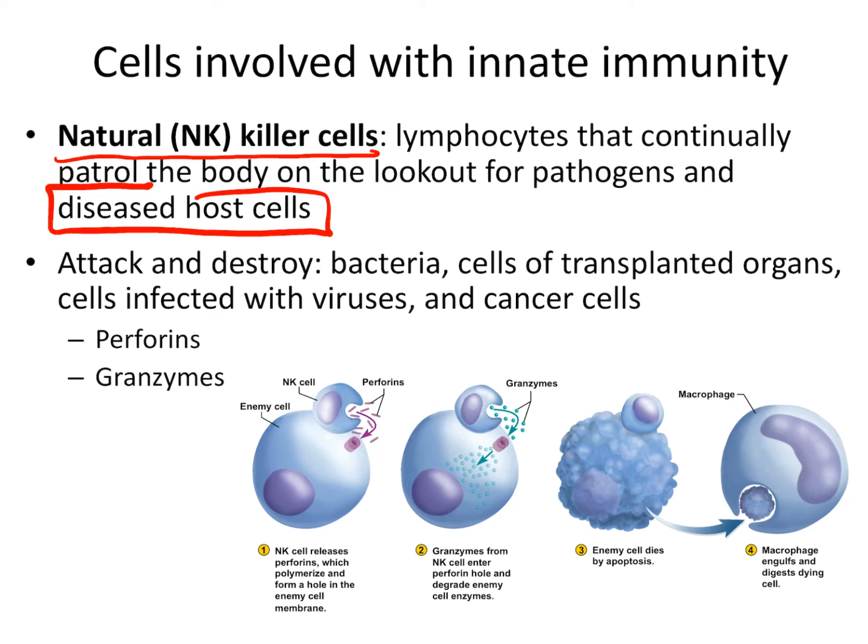And if that alone doesn't kill the cell, you'll see that the natural killer or the NK cell is also going to release these enzymes called granzymes. These granzymes are essentially going to enter the cell and they're going to break down that cell's enzymes. Now, this cumulative damage is ultimately going to induce apoptosis in either this pathogenic cell or the body cell that's been damaged. And then ultimately, as that cell dies, you'll see that it's going to be degraded and phagocytosed by a macrophage.